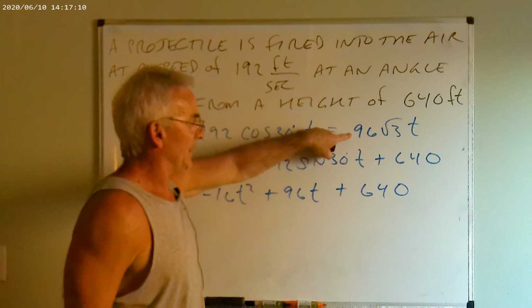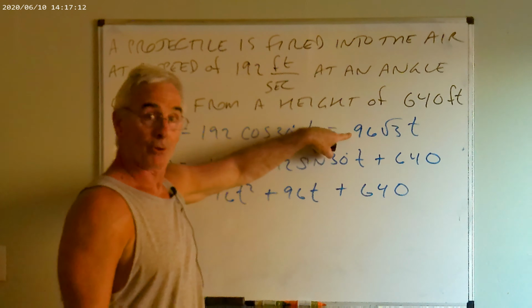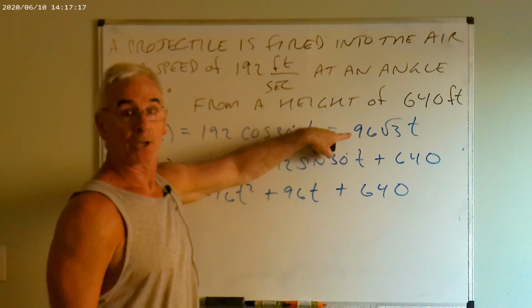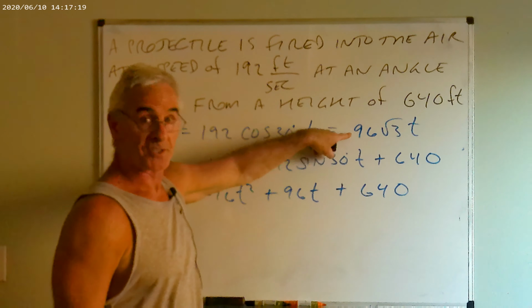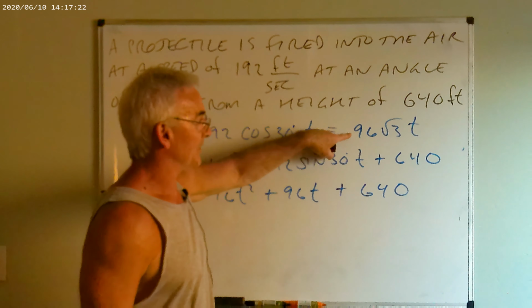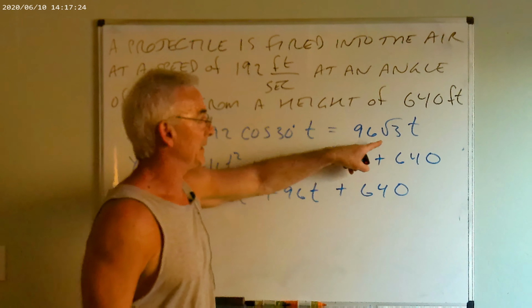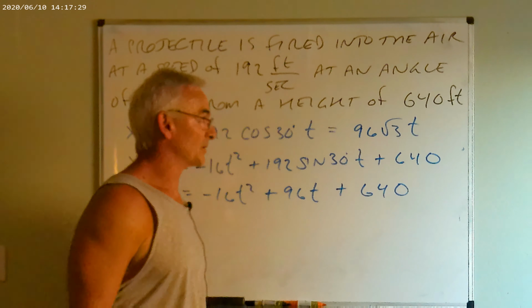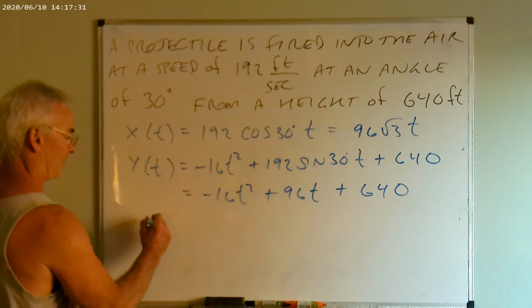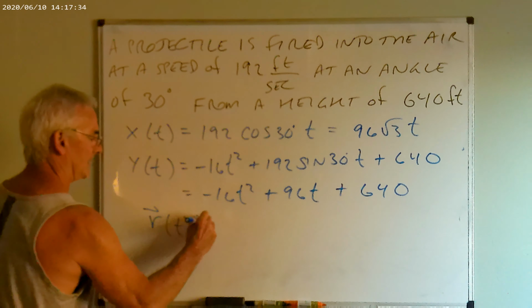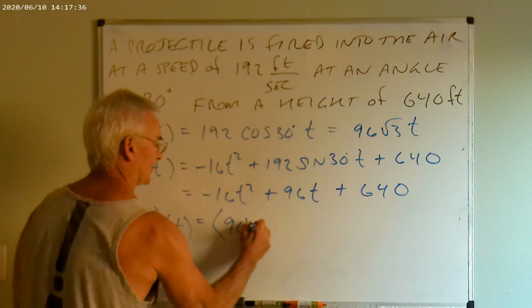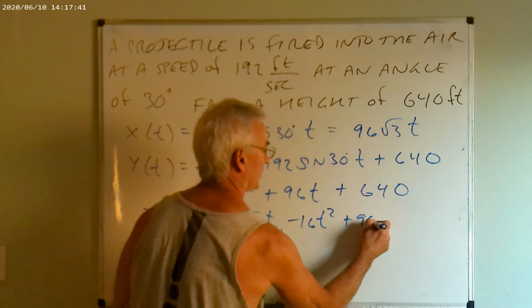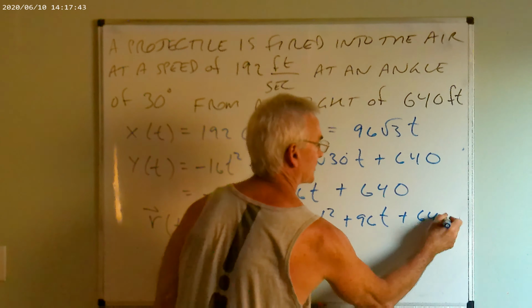Now, in this case here, some of you want to go ahead and evaluate square root of 3 and put in a decimal. That would be quite incorrect. There's an absolute law in math and physics, whether you learned it or not. You never approximate a coefficient in any scenario. You approximate your final answer, but you don't approximate the numbers you use to calculate the final answer, because this is an irrational number, and if I calculate it first, then all of my subsequent numbers will be slightly off. Now finally, we've got r of t equal to 96 root 3t, negative 16t squared plus 96t plus 640.